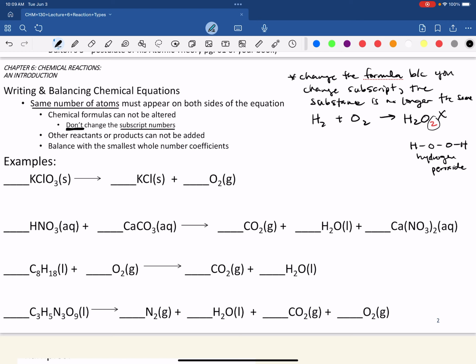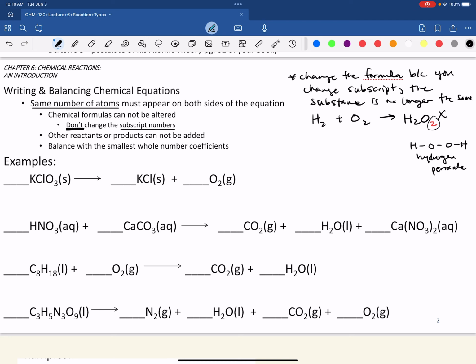Other reactants or products cannot be added, so you can't just add another O2 at the end, and balance with the smallest whole number of coefficients. So the numbers in front have to be the lowest whole number of coefficients, or the smallest whole number of coefficients. And we'll talk about that in a little bit as to what we mean by that.